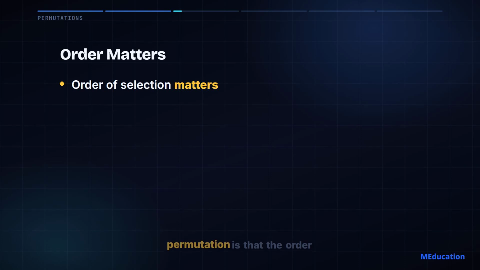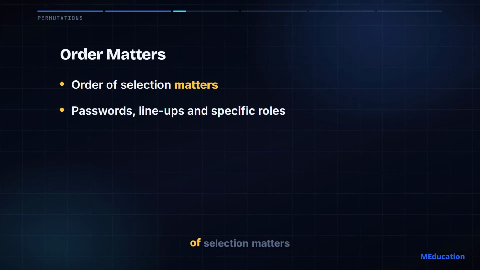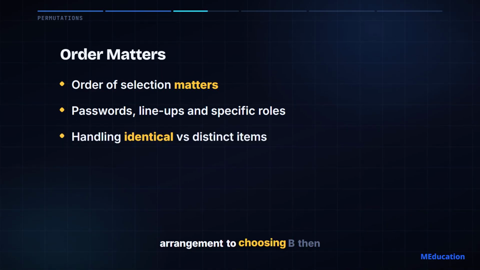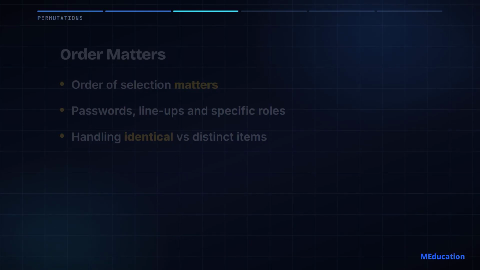The golden rule for a permutation is that the order of selection matters. Think of passwords, lineups, or assigning specific job titles. Choosing person A, then person B, creates an entirely different arrangement to choosing B then A. You will learn the permutation formula to select and arrange items from a larger pool, and you will discover exactly how to adjust your math when some of the objects you are arranging are identical.